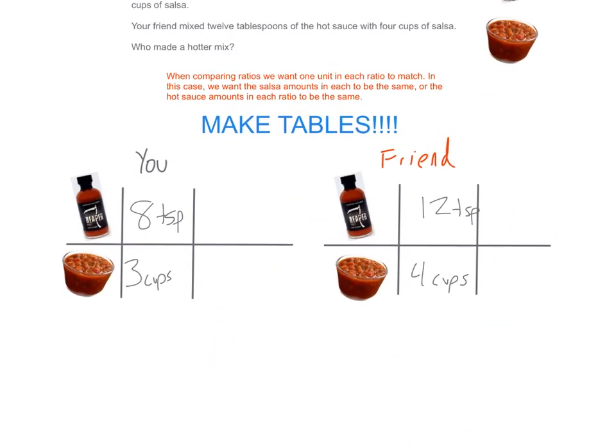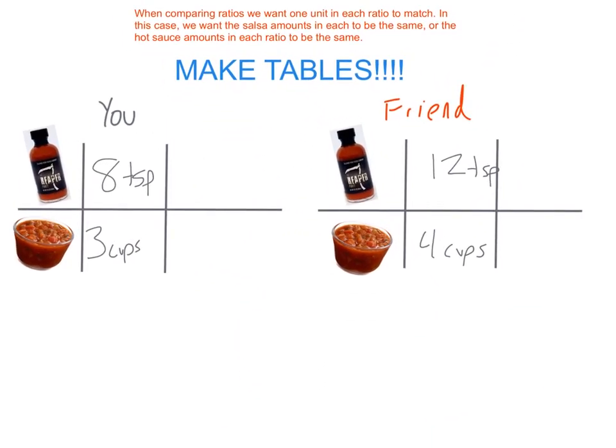So if we go down here, how can I really compare these? Well, what if we each made the same amount of salsa, and then we can figure out how much hot sauce we would need to add. So for example, you made 3 cups, right? Well, what if it was 12 cups? Well, what did you do to 3 to make it a 12? We've talked about this, right? We multiplied by 4. So what are we going to do up here? Multiply by 4. So what's that? It's 32 teaspoons. So for every 12 cups of salsa you would add 32 teaspoons.